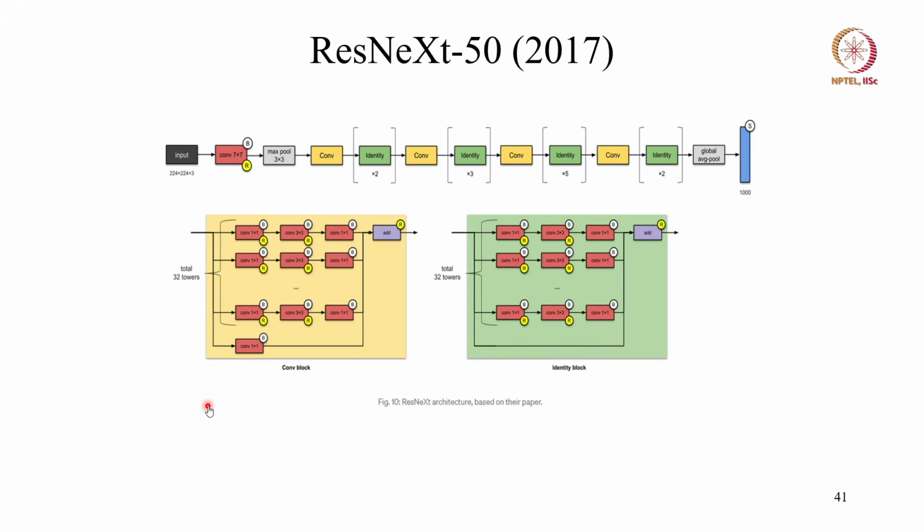Okay, ResNeXt 50 is another variation. Okay, so here also you are using the convolution blocks basically. Okay, and the identity blocks.